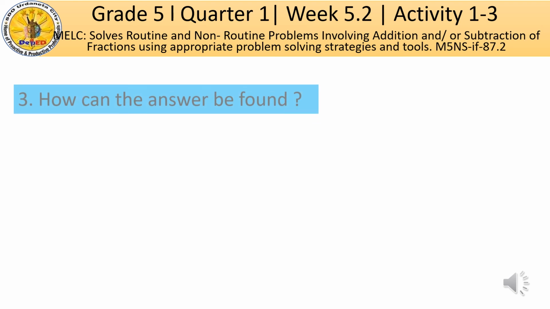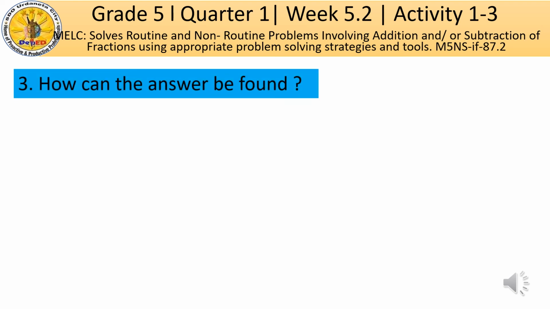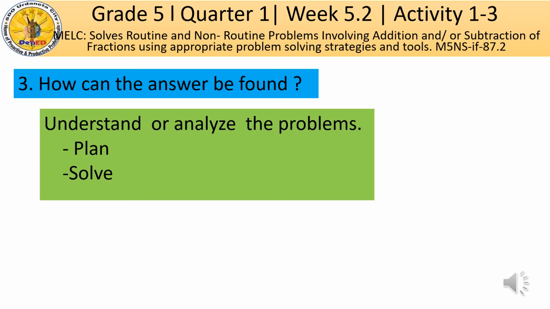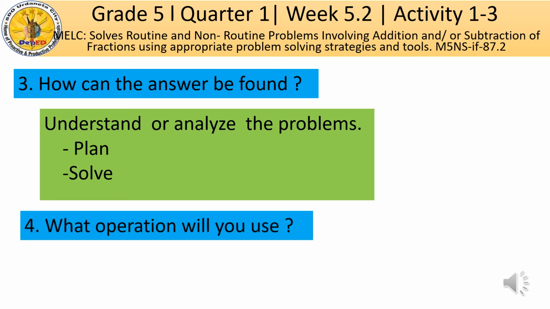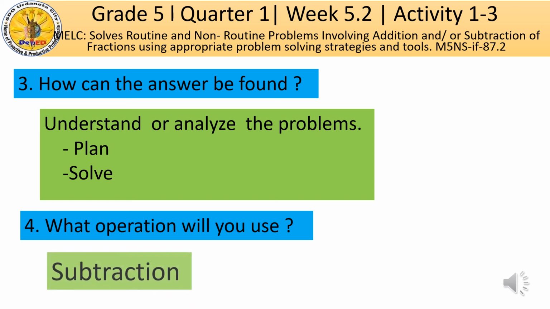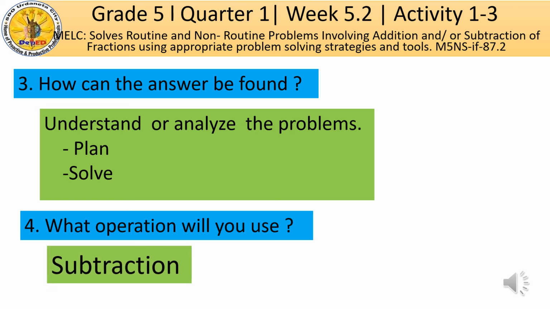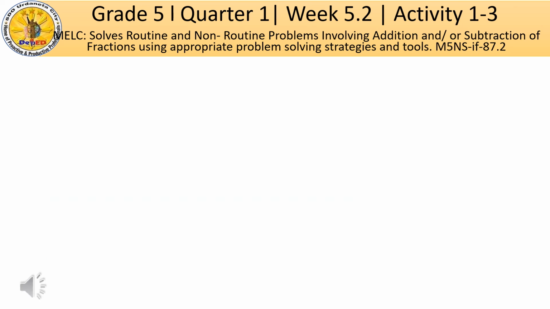Number 3. How can the answer be found? Understand or analyze the problem, then plan and solve. And number 4, what operation is to be used? Subtraction. So, we have 5 minus 2 and 1/4 is equal to n.